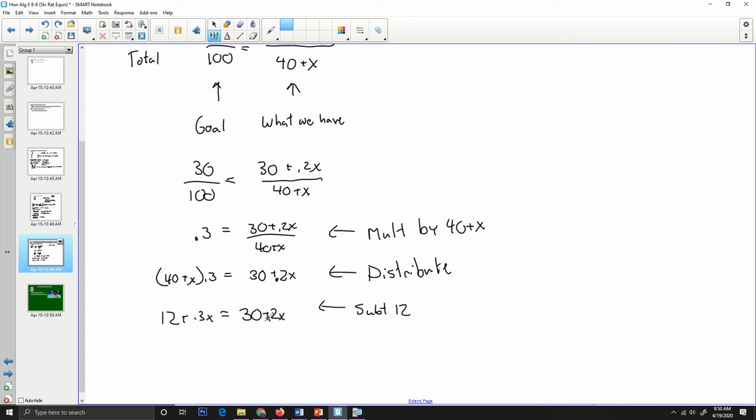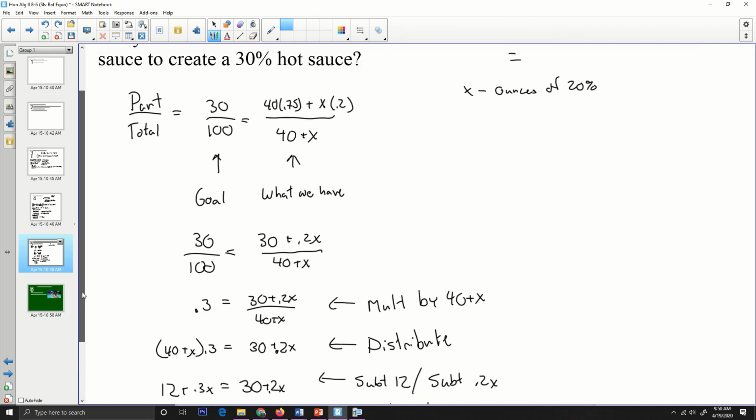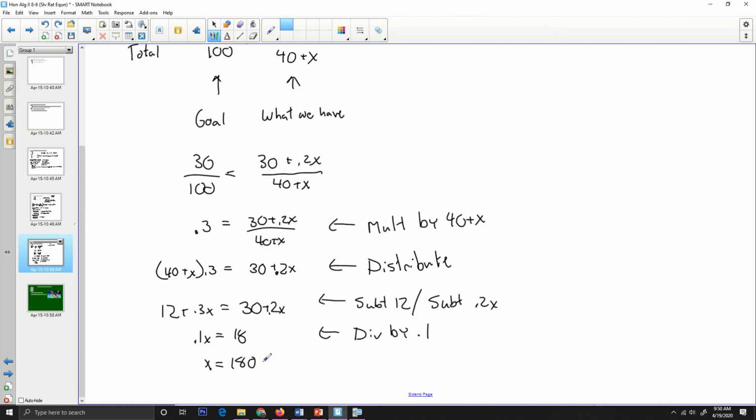Here I'm going to subtract 12 from both sides because I'm trying to keep it positive. And I'm going to subtract 0.2x from both sides. That'll give me 0.1x over here, and then 30 minus 12 will give me 18. I'm going to divide by 0.1. That'll give me x equals 180. And since 180 doesn't make this undefined, we're going to add 180 ounces of 20% hot sauce.